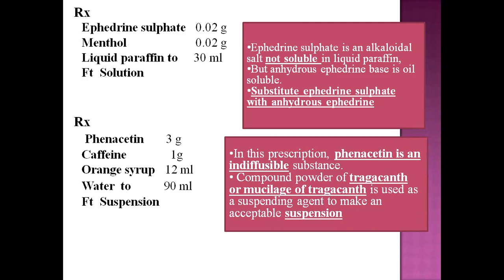So in order to overcome this, you should add tragacanth or mucilage of tragacanth to be used as suspending agents to make it an acceptable suspension. It's from the basis of suspension formulation. Suspensions should have suspending agents. So you as a pharmacist have to add a suspending agent such as tragacanth or mucilage of tragacanth, okay?